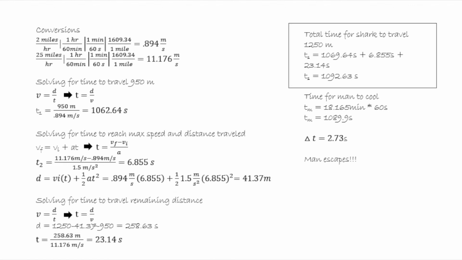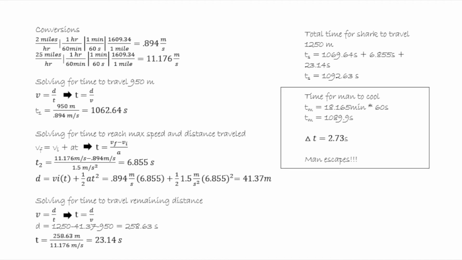Altogether, it took the shark 1,092.63 seconds to complete the 1,250 meter distance. The man takes 18.165 minutes to cool down, or 1,089.9 seconds, which means the shark misses him by 2.73 seconds.